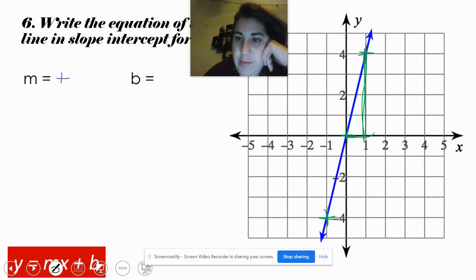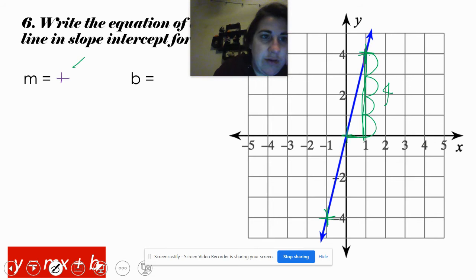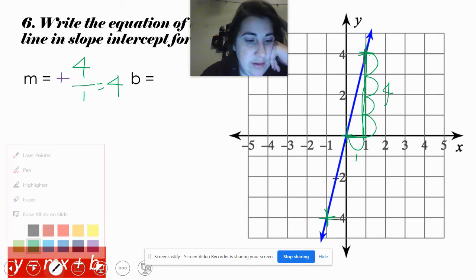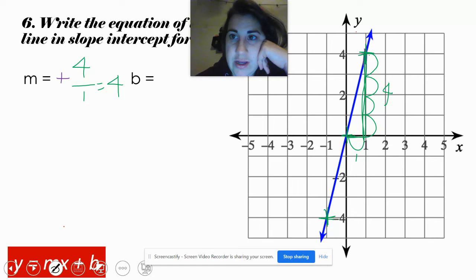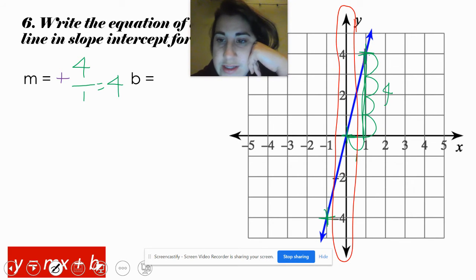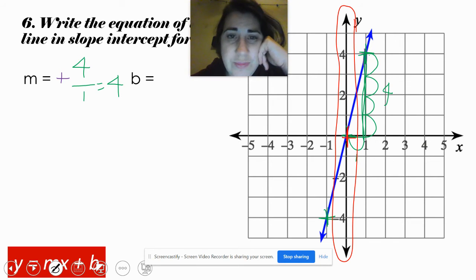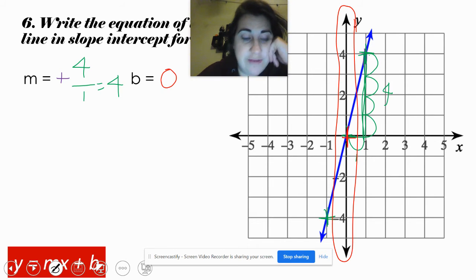And how much does it go up? 1, 2, 3, 4. Over how many? Over 1. So I can write that as just a 4. Now, where's my y-intercept? Where does it cross the y-axis? It crosses at this point right here. And do you know what that is? You're right, that's the origin, which means that it crosses at 0. So our y-intercept is 0.